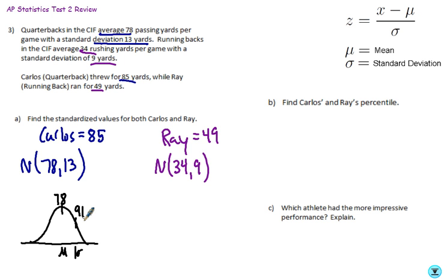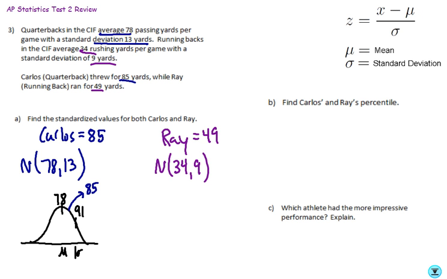We're saying that Carlos threw for 85. So he's somewhere in between the average and a little above average. Here's the average, here's one standard deviation above the average, and he's somewhere in the middle there. So he's above average, but we then want to compare how much above average he is.